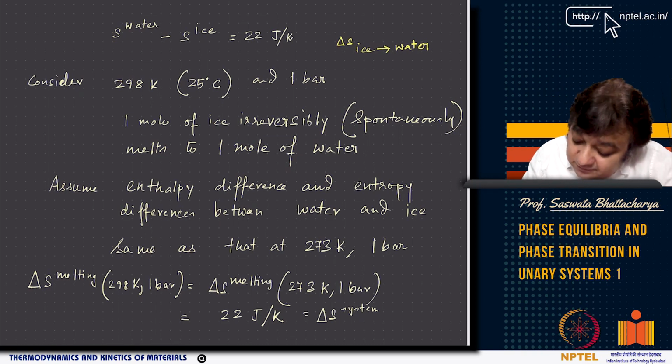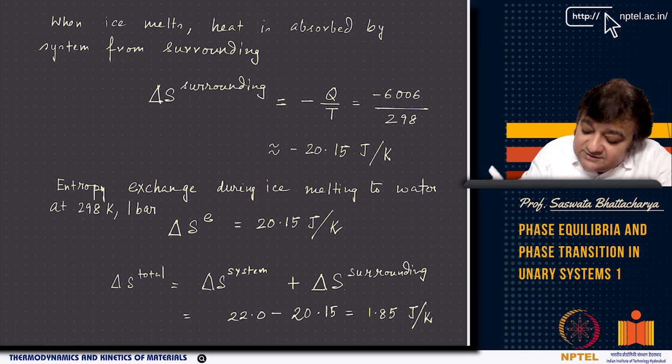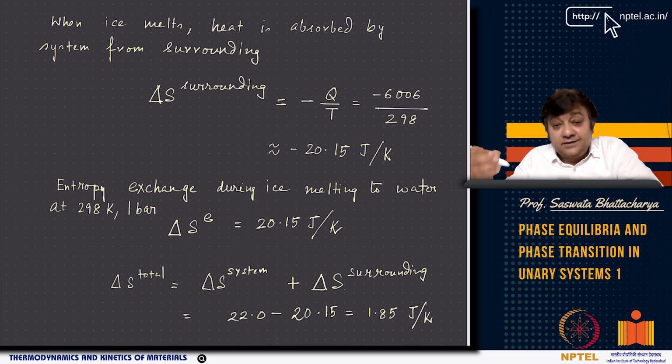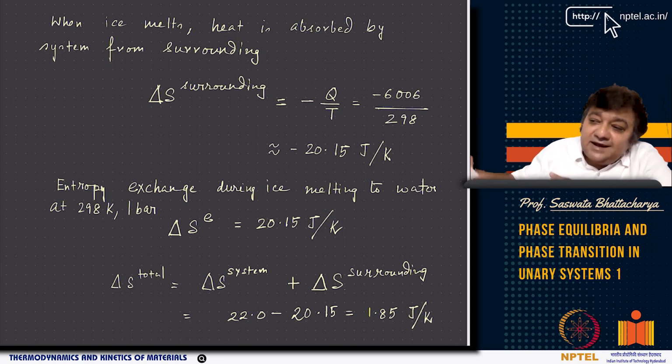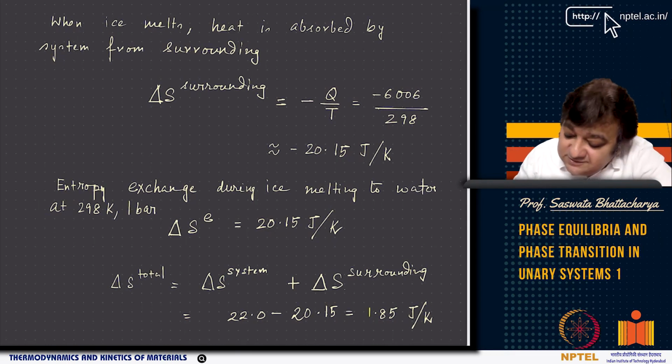However, note this, that at 25 degrees Celsius, this is an irreversible transformation. Now, when ice melts, heat is absorbed by the system from the surroundings. So there is a negative heat input to the surroundings, right, heat is getting absorbed, so it is coming from the surroundings. Now the surroundings are at what temperature? 298 Kelvin. How much heat is required? That is, the enthalpy required is 6006, right? So when ice melts, it requires 6006 joules per mole. So in 1 mole it requires 6006 joules.